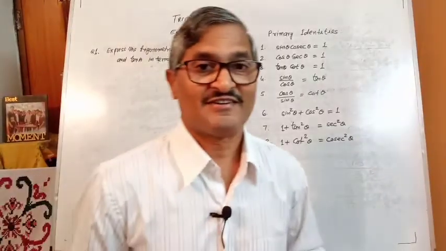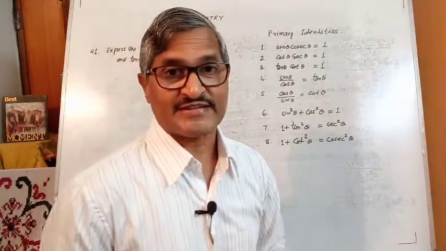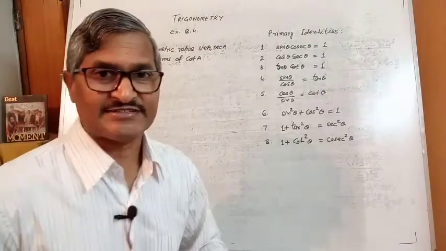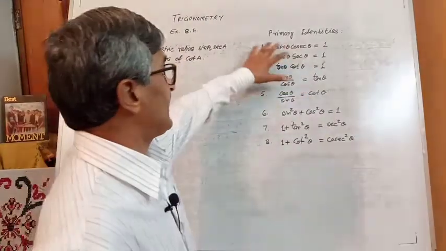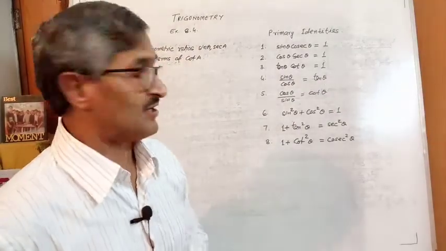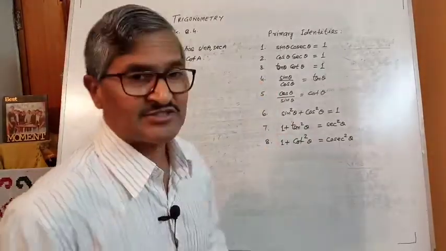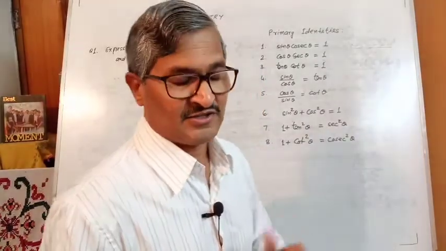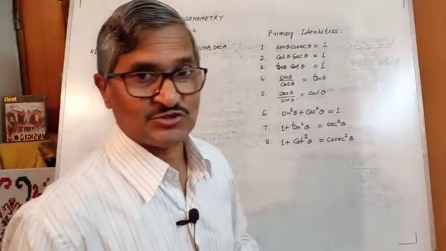Well, students, again we are going to solve some questions from exercise 8.4. Before going to exercise 8.4, you must know these primary identities. These are the primary identities of trigonometry. The proof of this is not much important, but you have to remember these identities, and these identities will be required for further, next class also, where trigonometry is used.